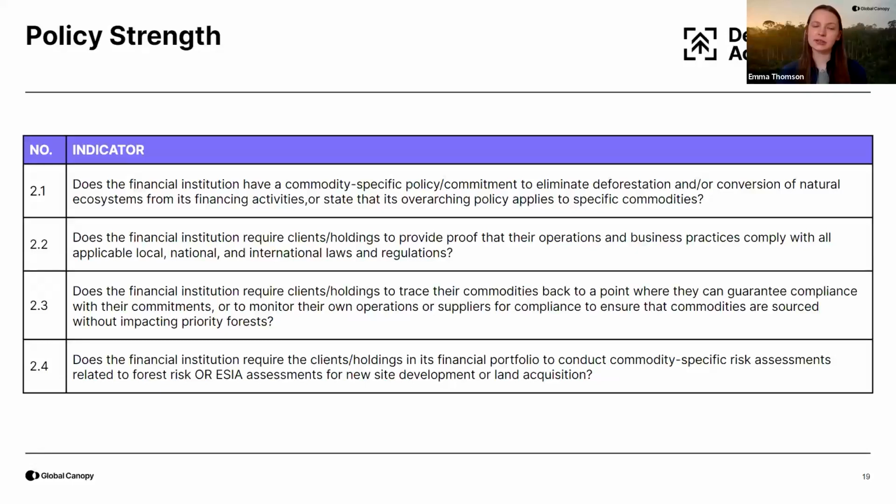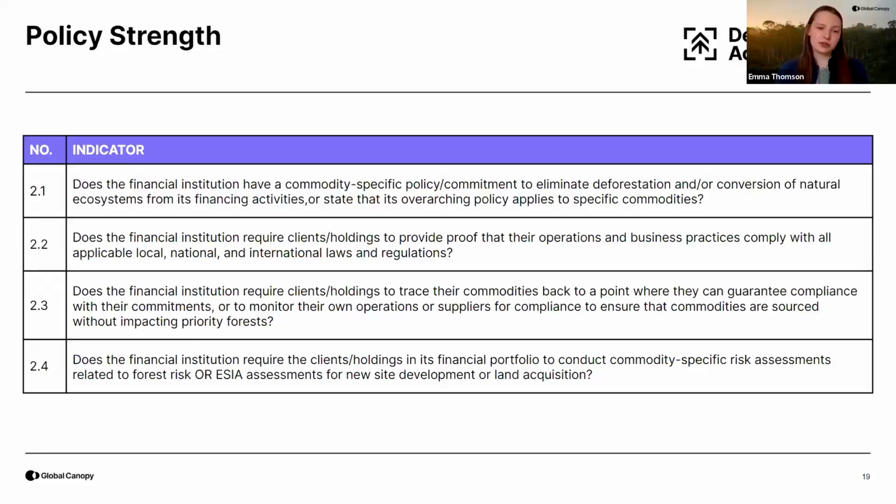Indicator 2.2 looks to see whether you require clients or holdings to provide proof that their operations and business practices comply with all applicable local, national, and international laws and regulations. 2.3 is looking to see whether you require clients or holdings to be able to trace their commodities back to a point where they can guarantee compliance with their commitments, or whether they monitor their own operations or suppliers for compliance to ensure that those commodities are being produced in line with deforestation and conversion-free standards.